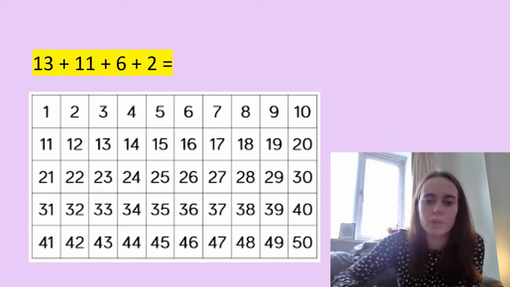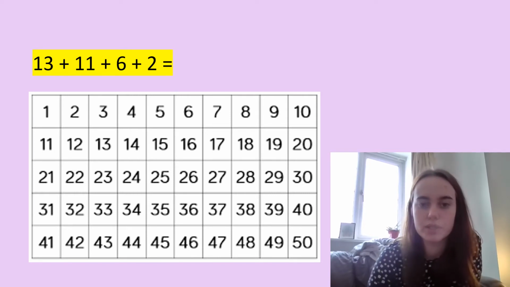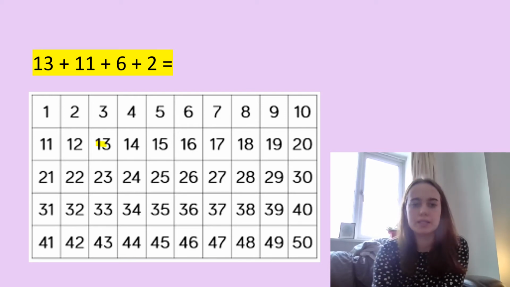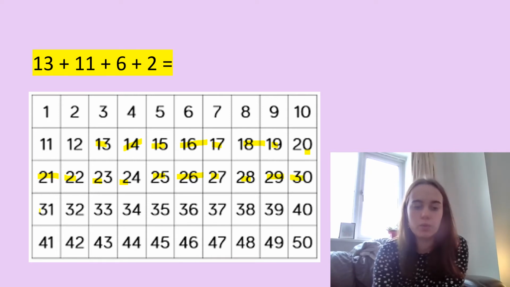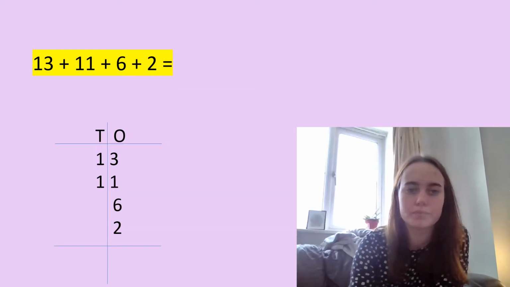We could also work this out using either a 50 square or 100 square. So starting on 13 and adding 11, so 1, 2, 3, 4, 5, 6, 7, 8, 9, 10, 11. Then adding 6, 1, 2, 3, 4, 5, 6. Then adding the last 2, 1, 2. And again, we land on 32.